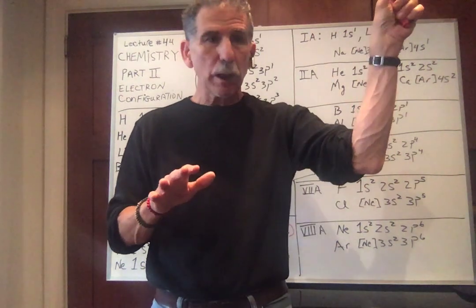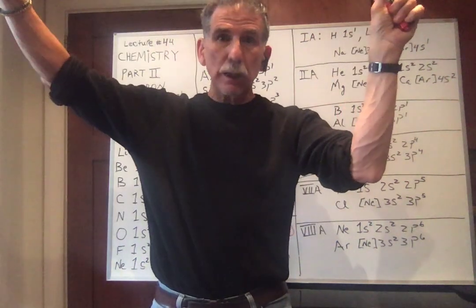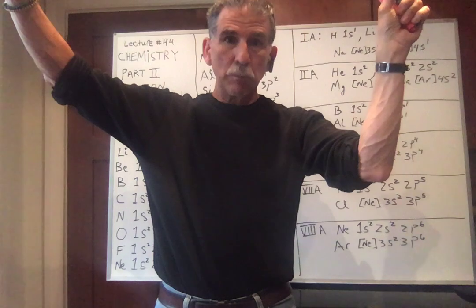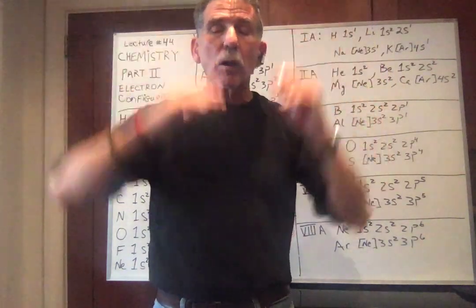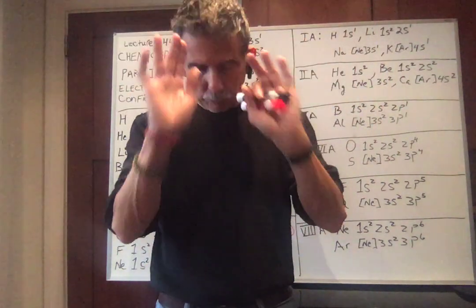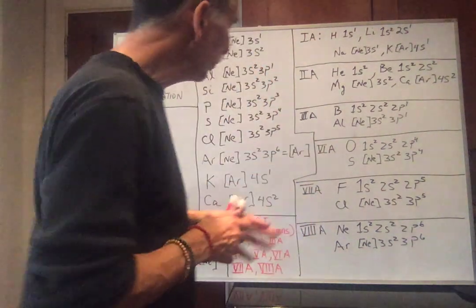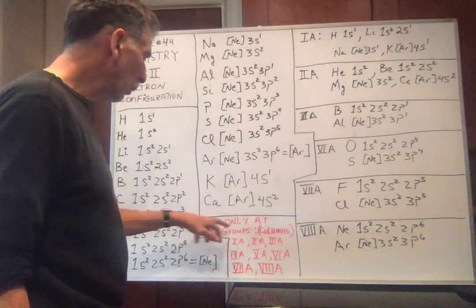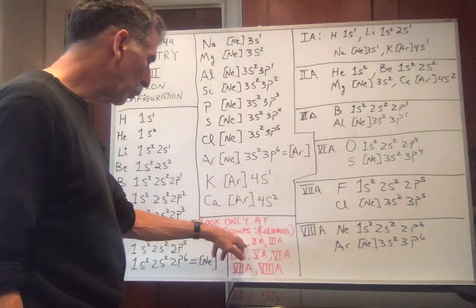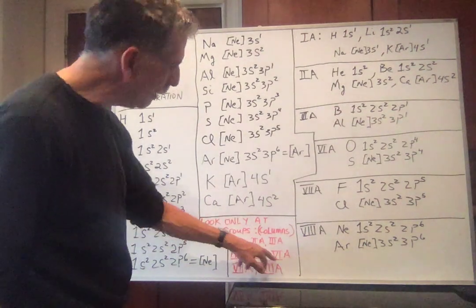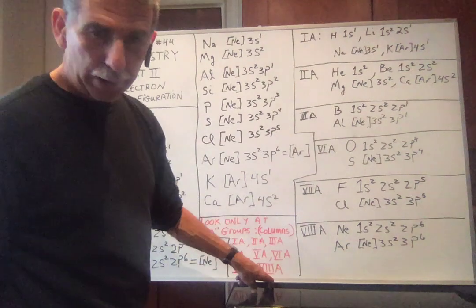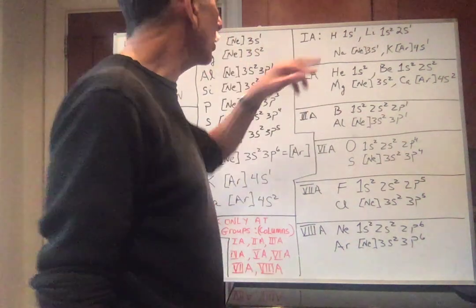The A groups are on the left, the first two columns, and the last 4 or 5 columns on the right. Okay? In the middle are B groups. We're not doing B groups. We'll do those another lecture. We're just doing A, okay? So look only at A groups, the columns 1A, 2A, 3A, 4A, 5A, 6A, 7A, 8A. Okay? So let's look at 1A.